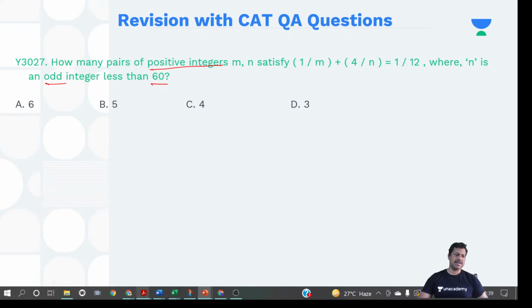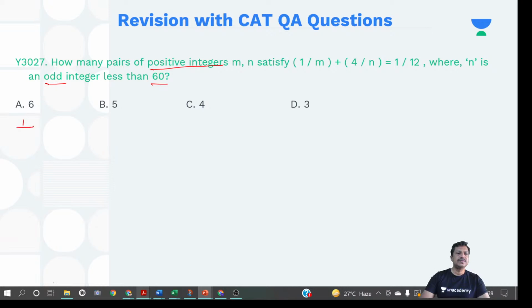So the value of n is given. I need to find out how many possible values of n satisfy the condition. What are the conditions? m and n should be positive integers and n should be less than 60. So what do I do? I'll just simplify this.